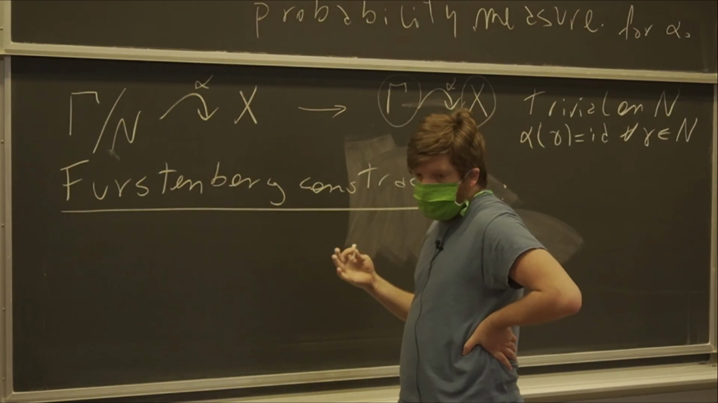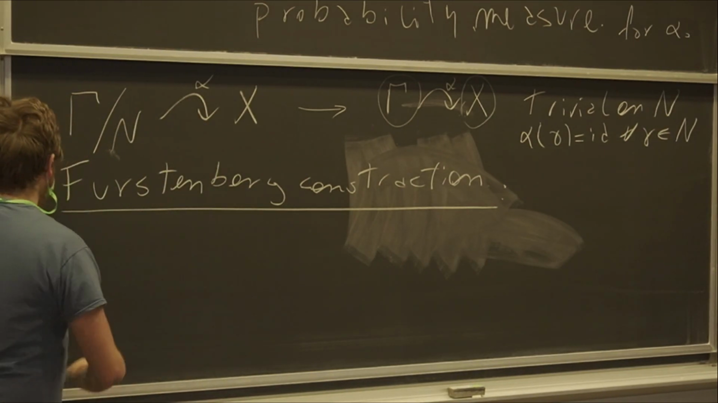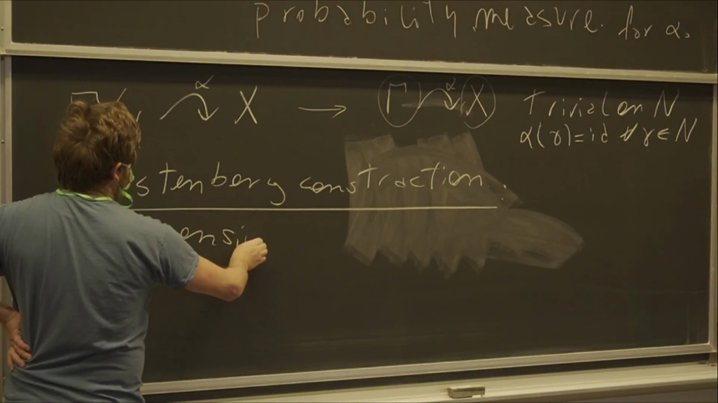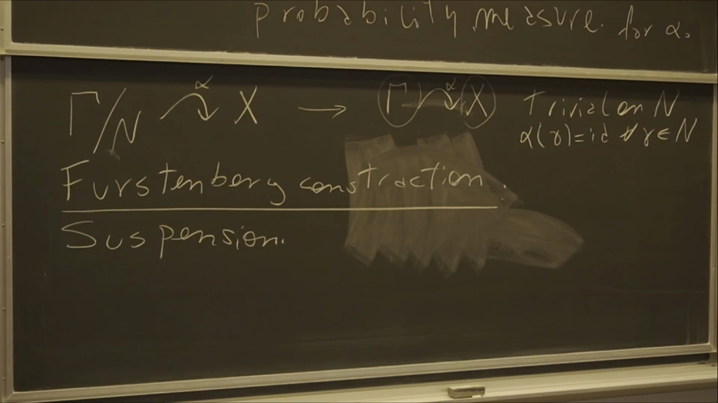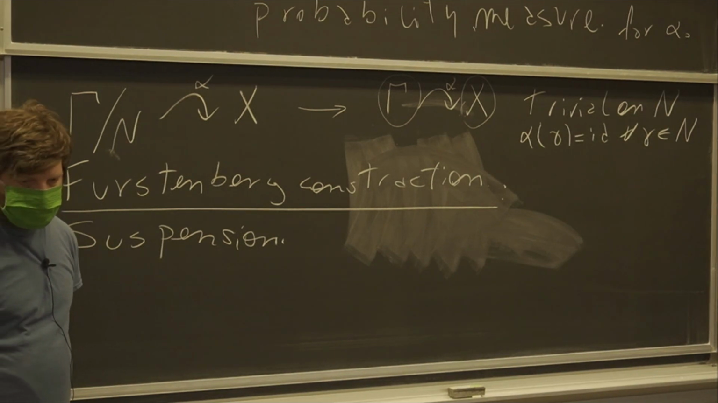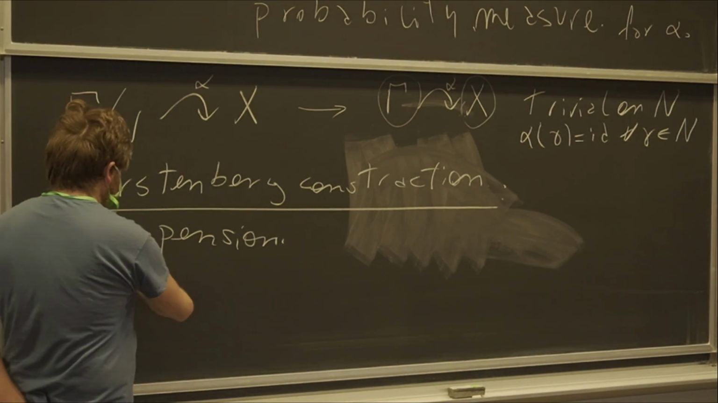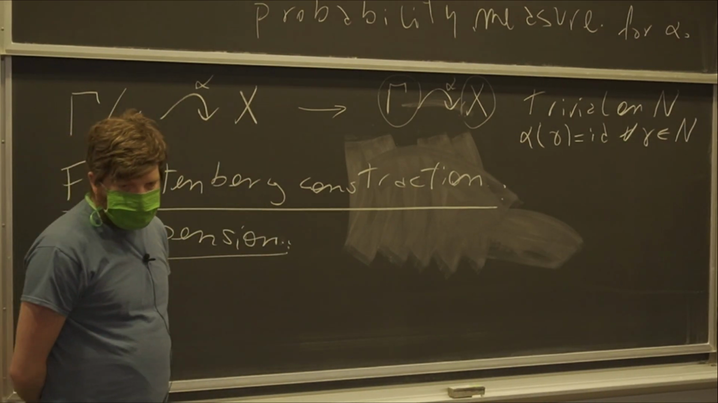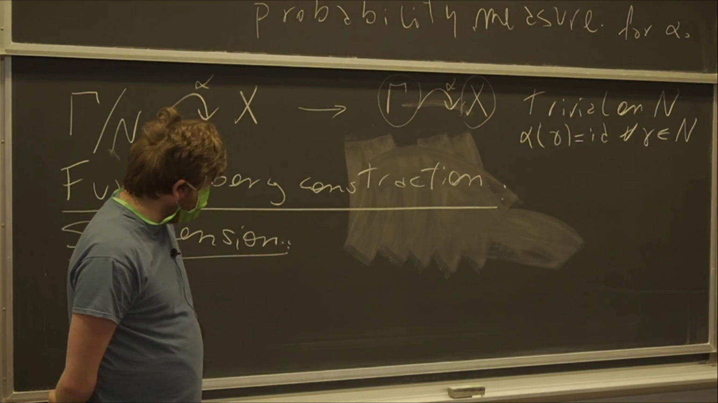So I have this action of gamma, a lattice in G, on X. The first thing is to do what is called the suspension. It has some other names, such as induced action. I like to call it suspension. It's more of a dynamical point of view. So let me remind you, for the ones that have seen a dynamical systems course.